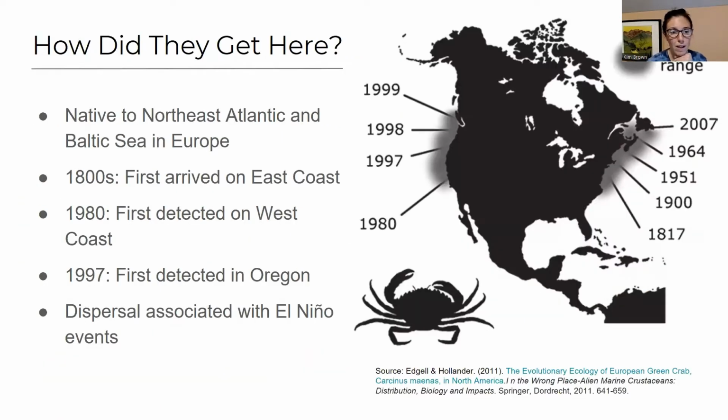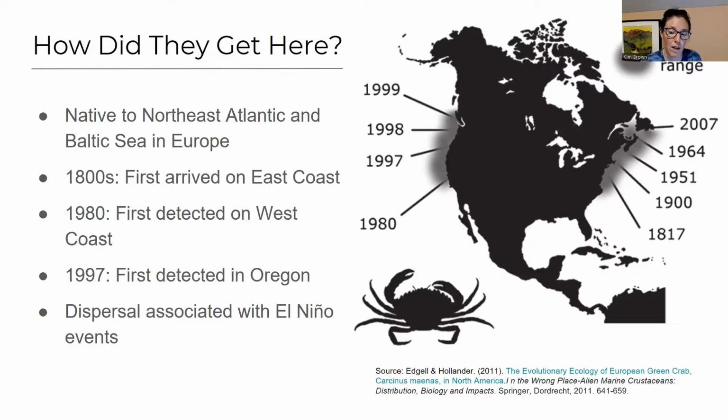So I mentioned that green crabs are native to Europe in the North Atlantic and Baltic Sea, but how did they get here? They were first documented in the early 1800s on the east coast of North America, likely making their way over in the hulls of ships. We see they slowly dispersed north across the east coast, reaching Maine in the 1950s, where they were blamed for the collapse of the soft-shell clam industry, and then eventually reaching Newfoundland in Canada in 2007.